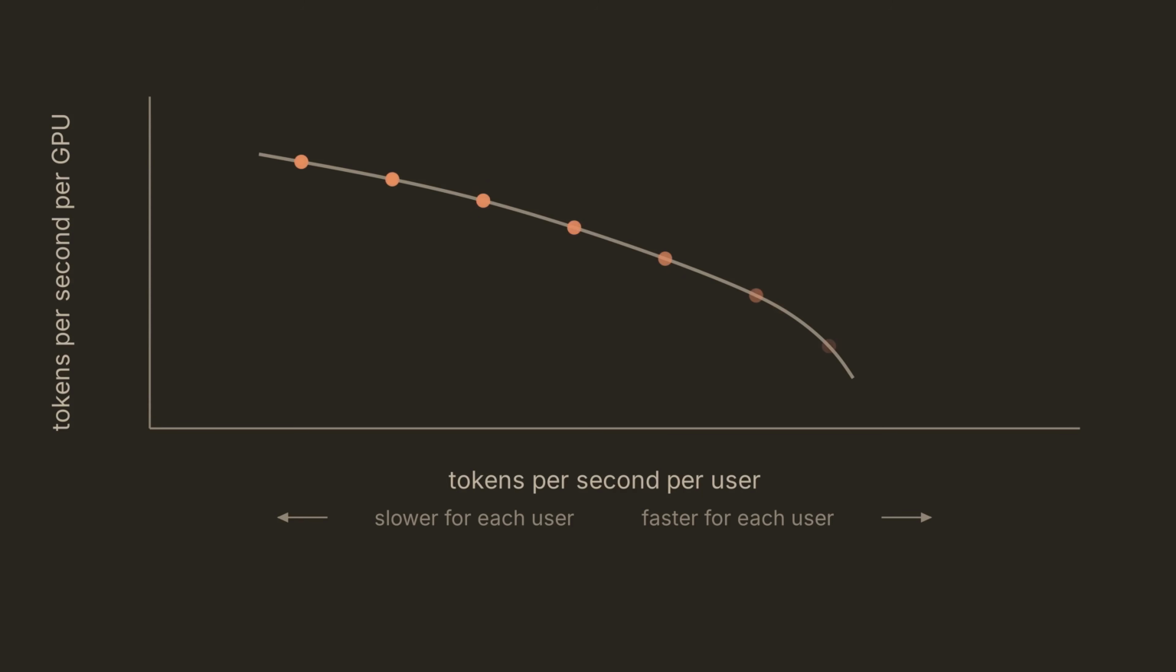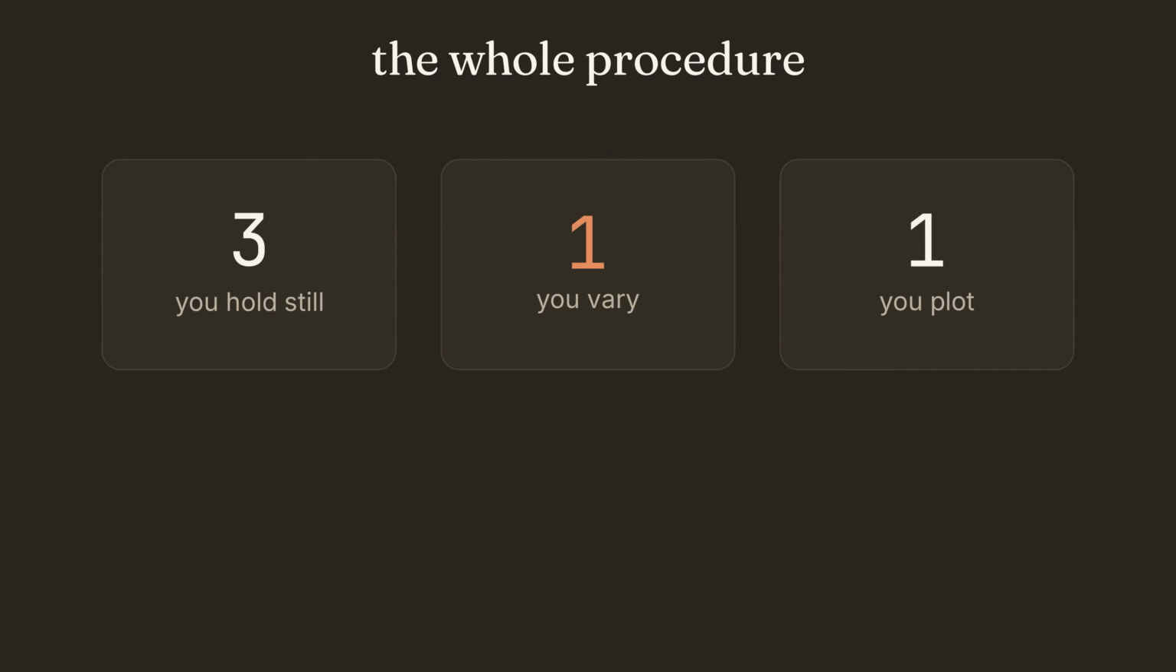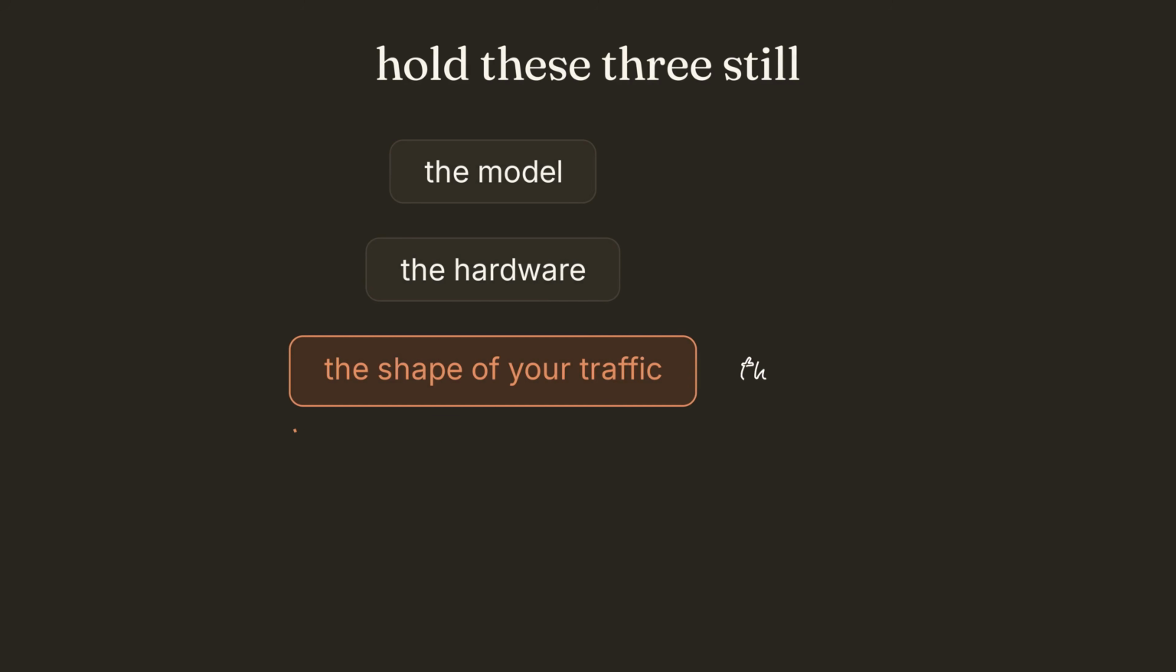So, what does it really take to get those dots plotted, and what does it mean for you and your business? And how hard is this to run? 3 things you hold still, 1 thing you vary, 1 thing you plot. Hold the model still, hold the hardware still, and hold the shape of your traffic still. And this third one, the traffic, is what most people forget or skip.